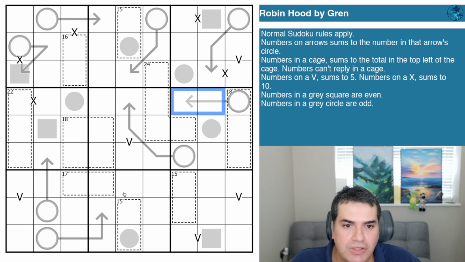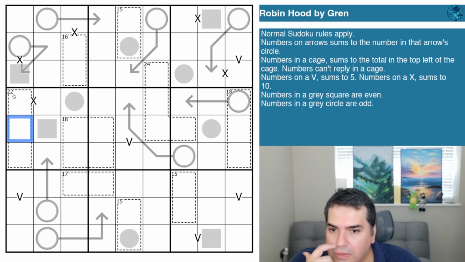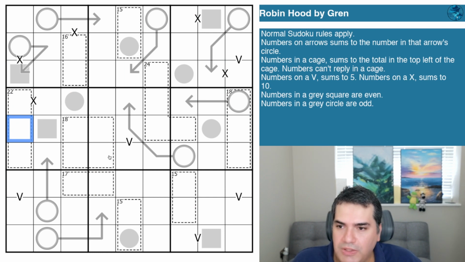We also have numbers in a cage sum to the total in the top left of the cage, and numbers can't repeat in a cage. It says reply in a cage, but I'm pretty sure that is meant to say numbers can't repeat in a cage. So essentially these three cells, for example, will add up to the total written in the top left, which is 22. The important part about cells not repeating is, whilst most of these are contained within a box or the same row or column, you can see this cell here, for example, could repeat in either of these two cells, but under what I would call normal killer cage rules, this cell has to be unique alongside all these other three cells in this 4-cell cage.